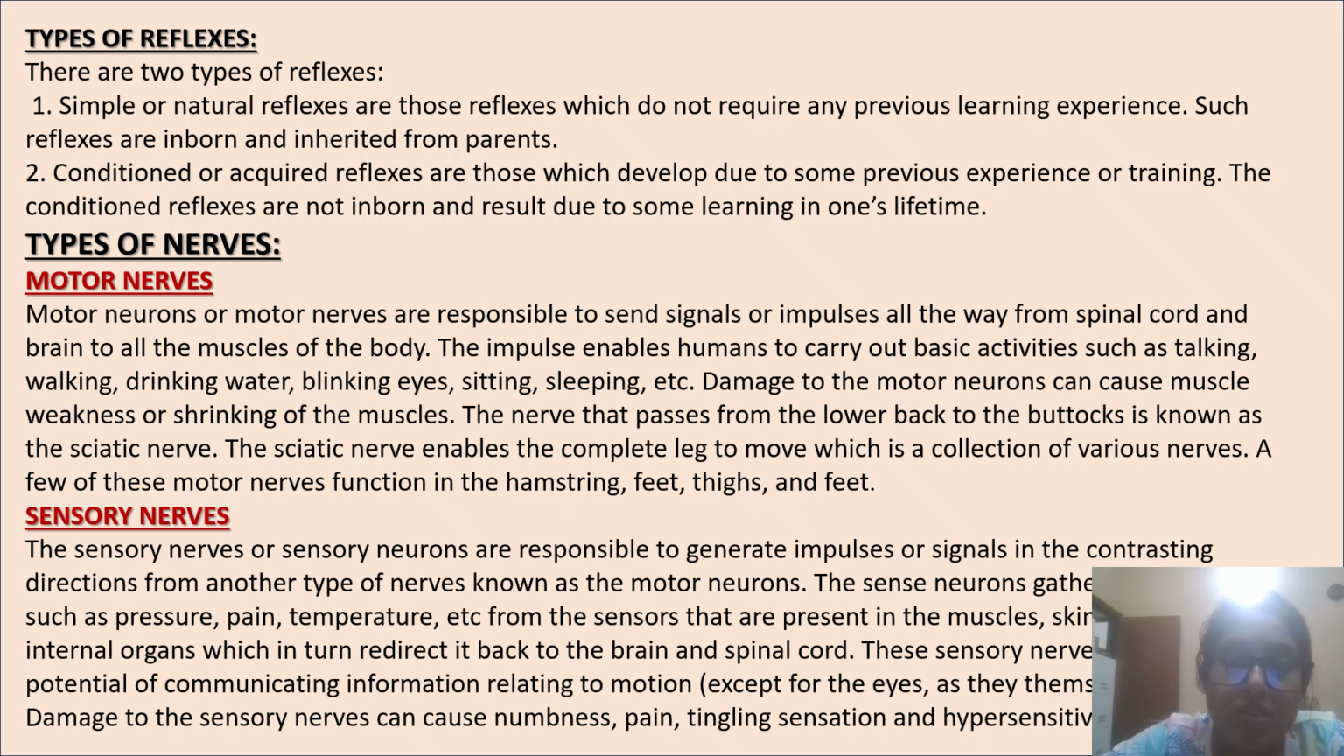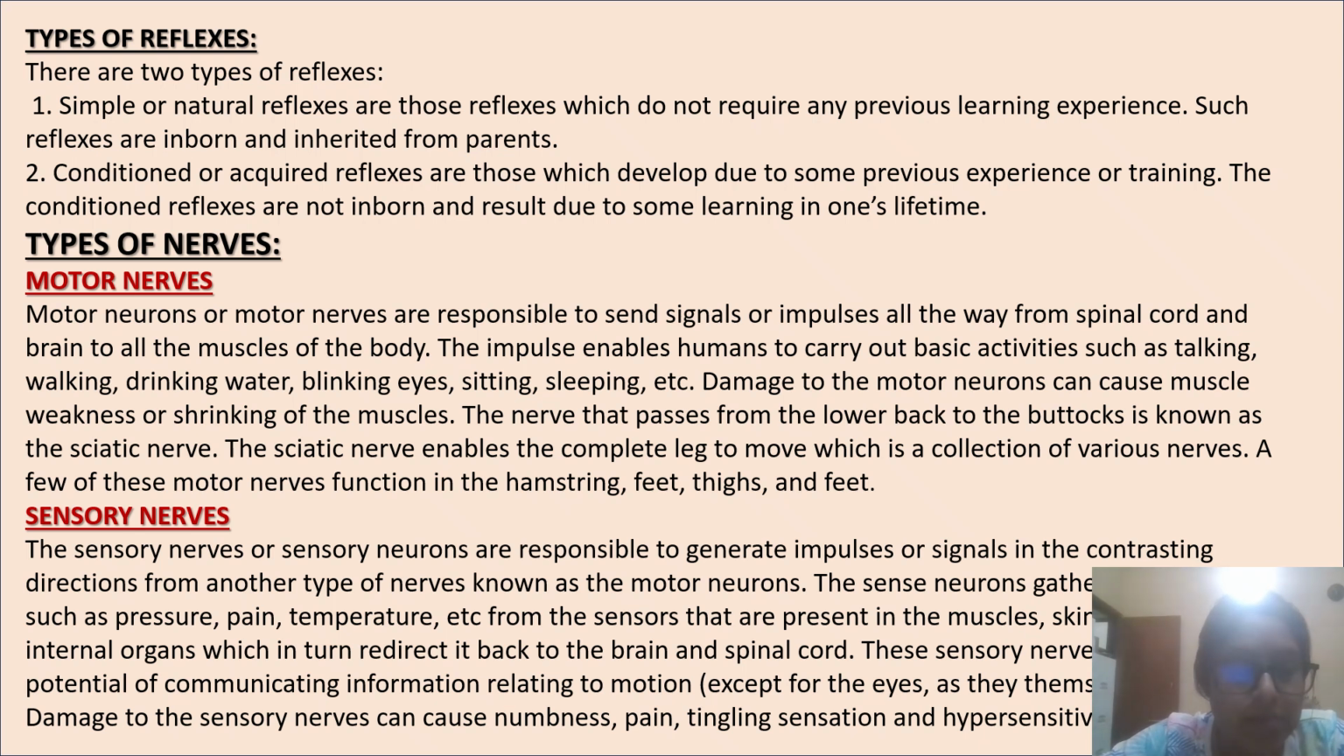The nerve that passes from the lower back to the buttocks is known as the sciatic nerve. The sciatic nerve enables the complete leg to move, and is a collection of various nerves. A few of these motor nerves function in the hamstring, thighs, and feet.